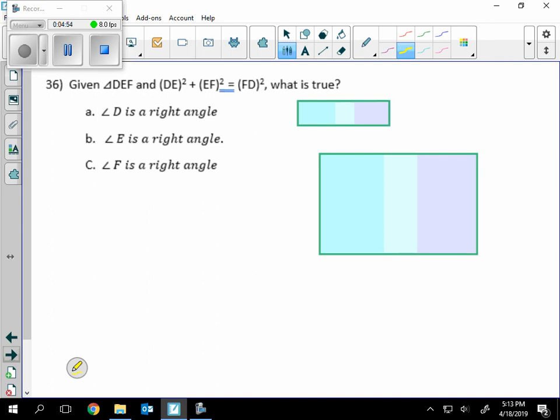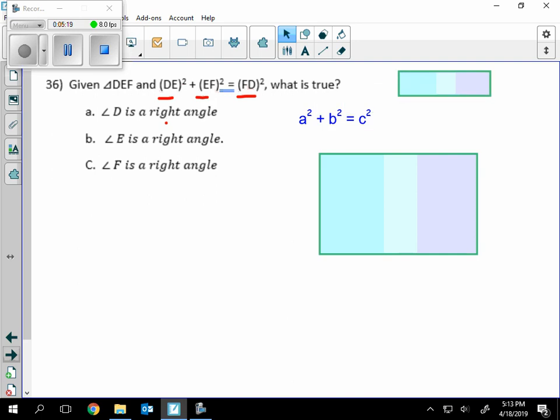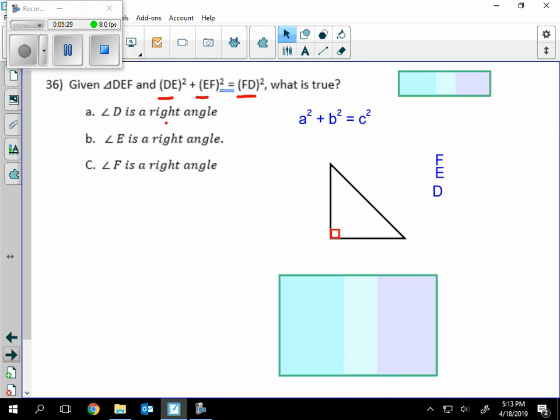All right, 36. Given triangle DEF and that we've got DE squared plus EF squared equals FD squared, what is true? And look at the choices. One of those is going to be our right angle. How do we know which one? Well, I am hoping you recognize that. Doesn't that look kind of like A squared plus B squared equals C squared? So why don't we label our triangle with the sides DE and EF and FD and see where the right angle is going to be?